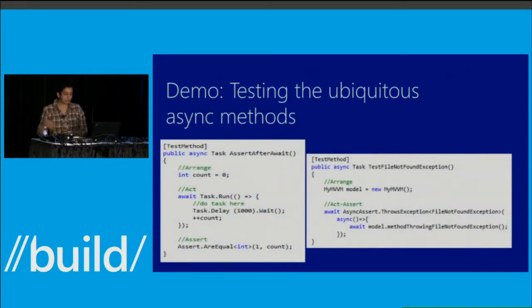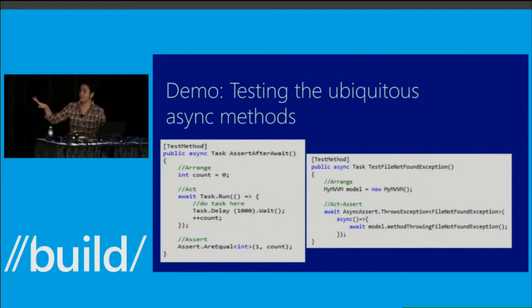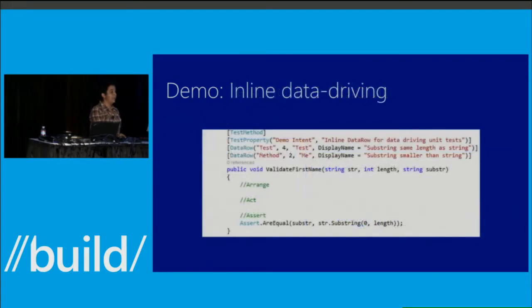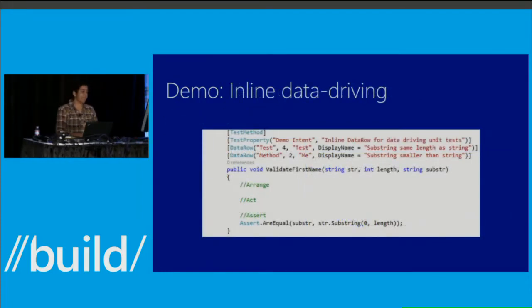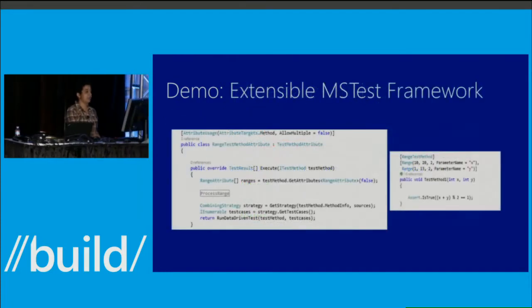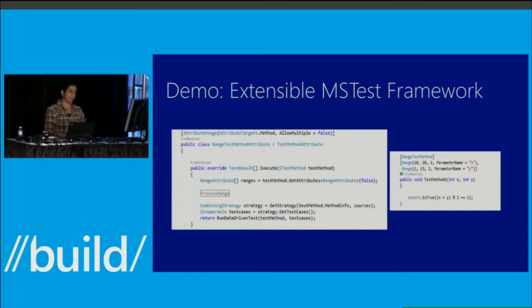We've already gone through the demos. A quick recap. In the unit testing framework, we saw how to do testing of async methods. I have code snippets here so that you can have a refresher on the syntax, etc. after you go back home. We looked at inline data driving possibilities, and we looked at the extensible MS test framework. So that's all that I had for unit testing today.